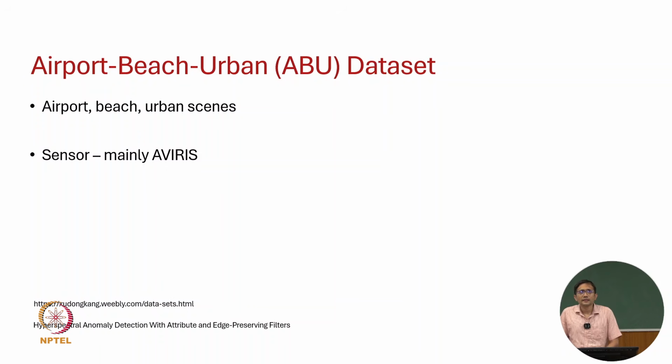Let us briefly discuss a couple of data sets that have been proposed in the context of hyperspectral anomaly detection. One such dataset is the Airport Beach Urban, ABU dataset, with these particular scenes, and the dataset is mainly collected using the AVIRIS sensor.